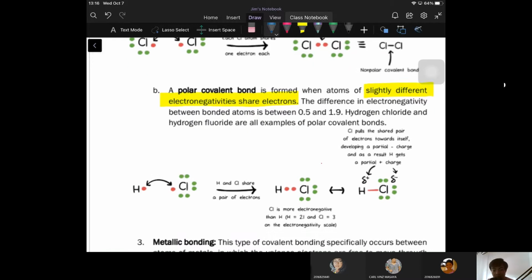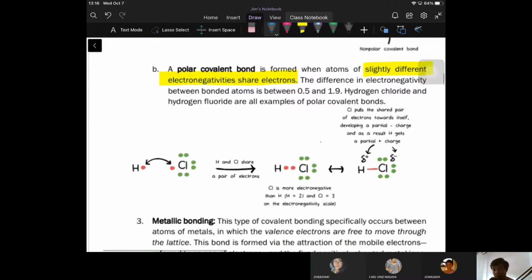The more electronegative atom will pull the electrons towards it, no? For example, we have H and Cl. Hydrogen is 2.1, Cl is 3.0. Obtaining the difference, that's 0.9, which falls under the category of a polar covalent bond. Since there is a noticeable electronegativity difference, medyo malaki yung difference ng kanilang electronegativity.